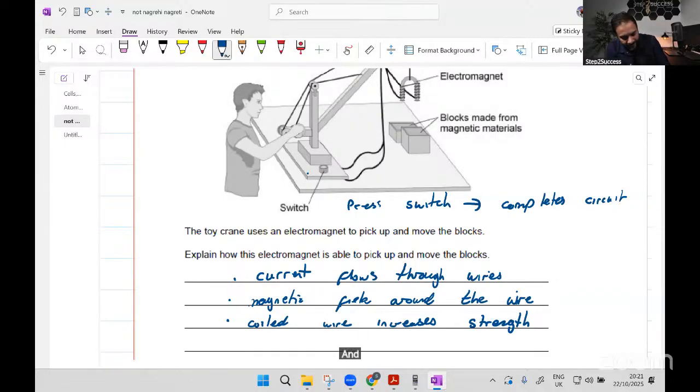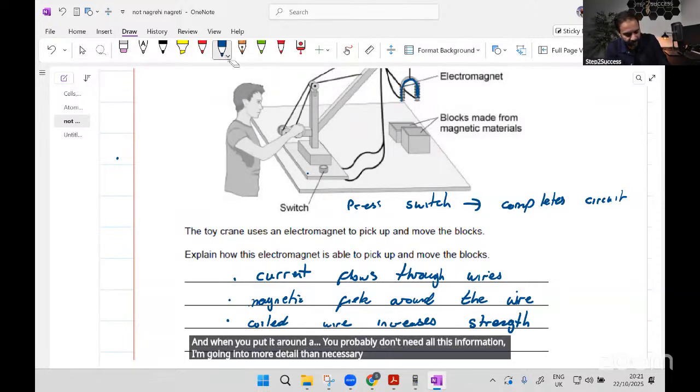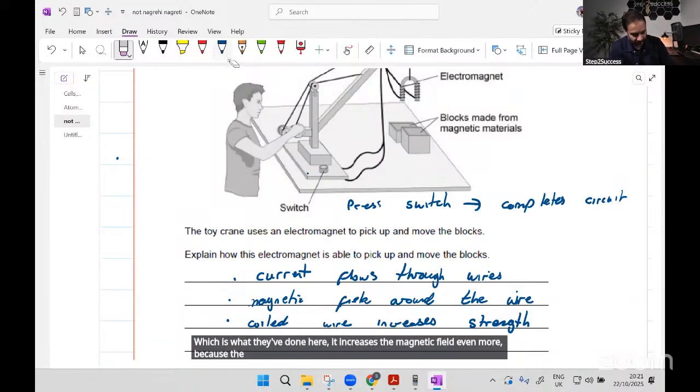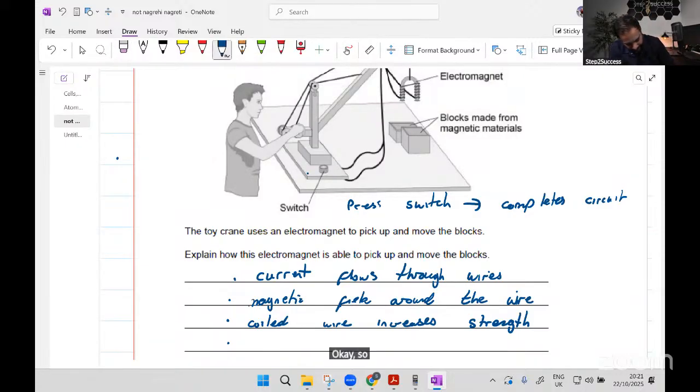You probably don't need all this information, but I'm going into more detail than necessary. When you put the wire around a piece of iron, which is what they've done here, it increases the magnetic field even more because the iron becomes magnetized as well. It doesn't say it's iron, but it is. And so now we have a very strong magnet here, in other words, an electromagnet.